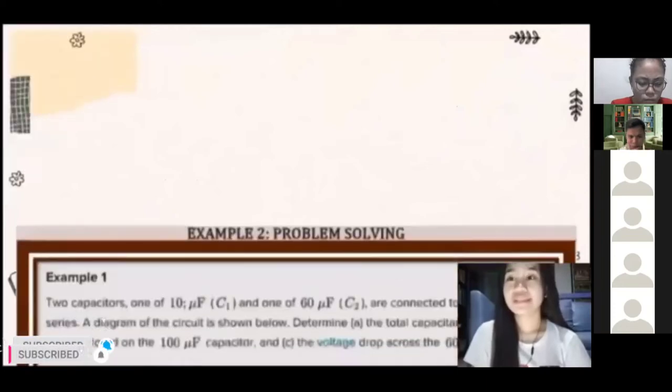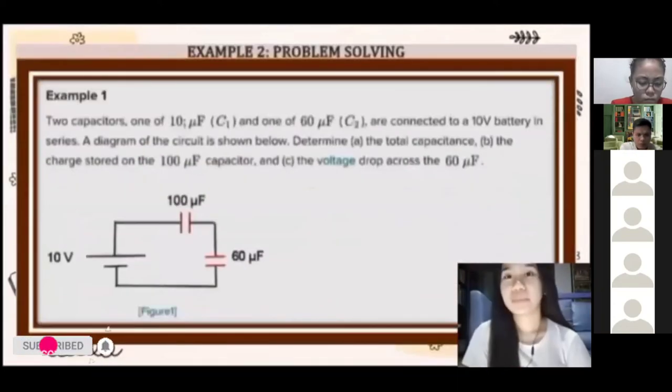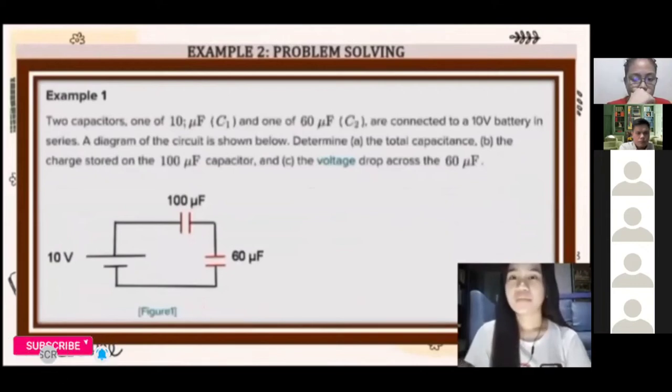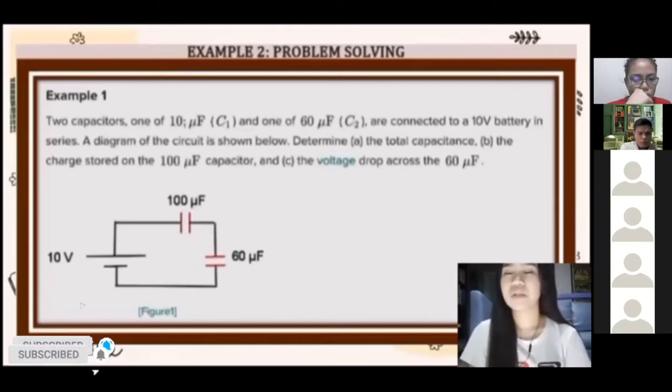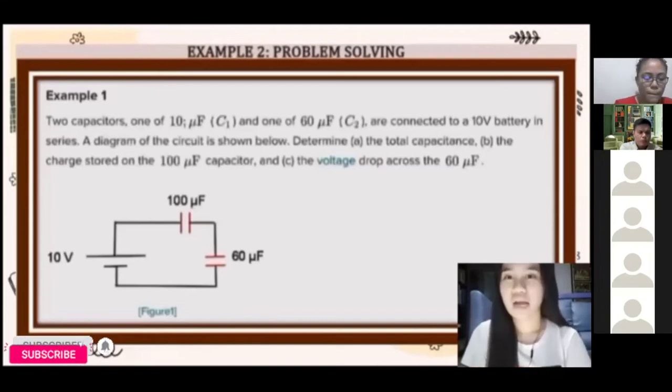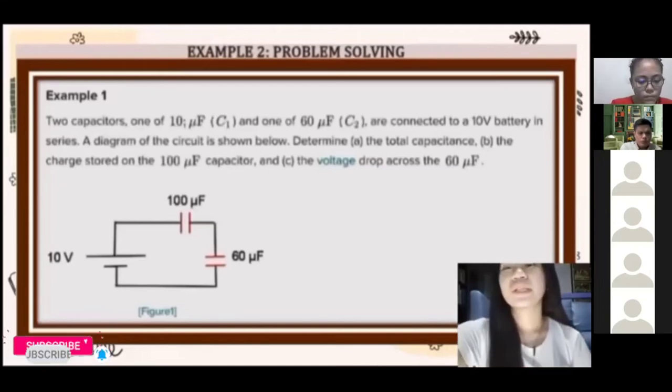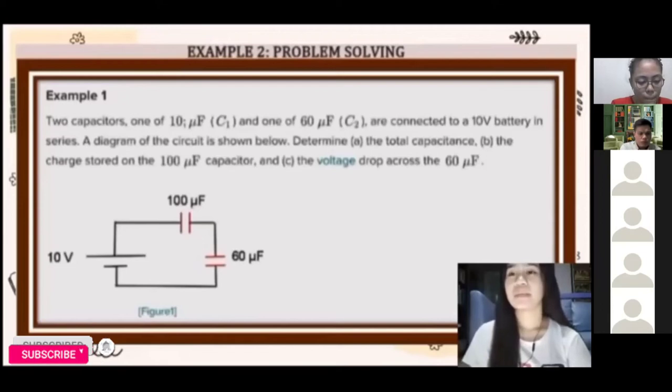So, let's try to solve this second problem. Pwede rin kayong mag-solve sa inyong mga paper para makita natin kung tama rin ba yung makukuha ninyo. So, here's the problem. It says here that two capacitors, one of 100 microfarad and one of 60 microfarad, are connected to a 10 volt battery in a series. A diagram of the circuit is shown on your screen. So, determine A, the total capacitance, B, the charge stored on the 100 microfarad capacitor, and C, the voltage drop across the 60 microfarad. So, nakikita ninyo yung illustration or figure, ayan yung illustration ng ating problem.